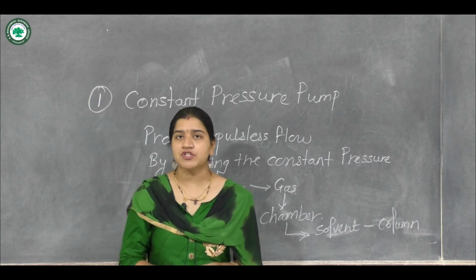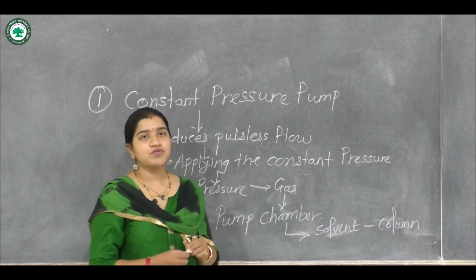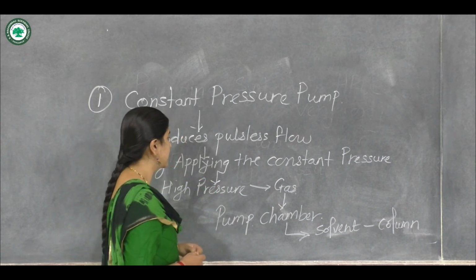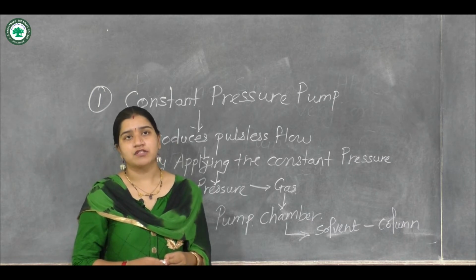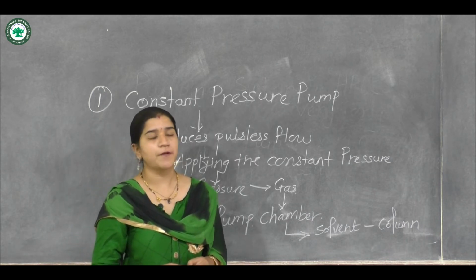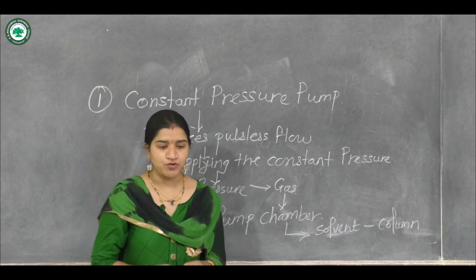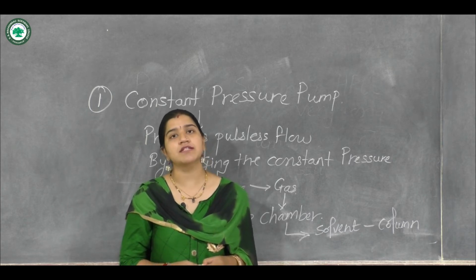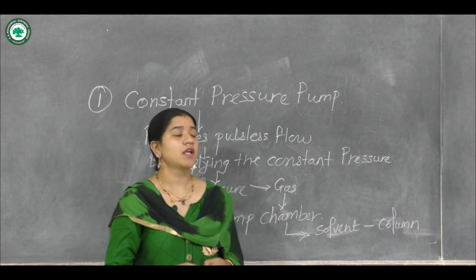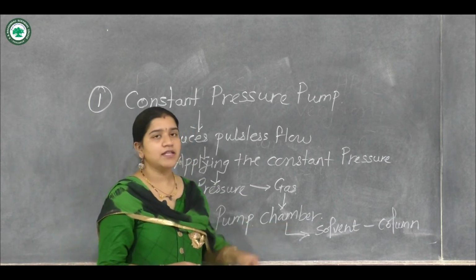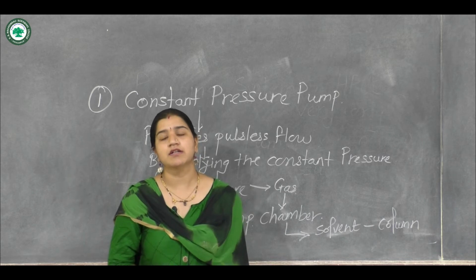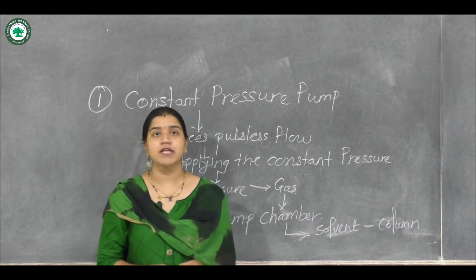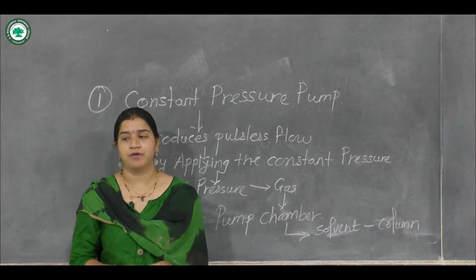So the constant pressure pump produces a pulseless flow of a solvent. The pulseless flow is produced as a result of the application of a constant pressure. By applying the constant pressure, a continuous flow of a solvent is produced. For that purpose, it applies a constant high pressure over the gas and forces the gas to pass inside the pump chamber. As a result, you obtain the continuous flow of an eluting solvent by using the constant pressure pump. Then the next type of pump that we are going to study is the constant displacement pump.